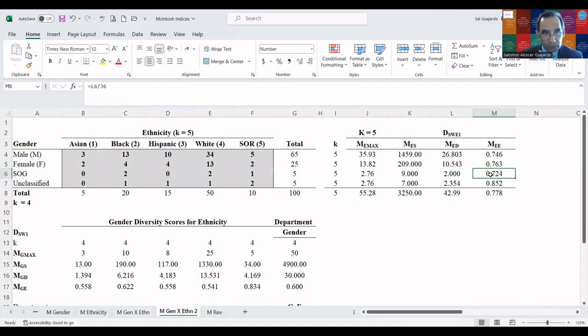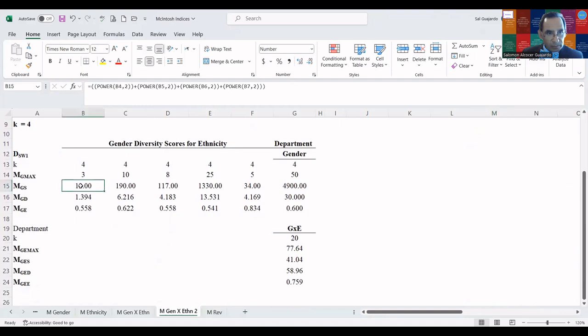Again, I do that for some other gender by ethnicity. The standardized diversity score for that is 0.724, indicating 72% of the maximum value was obtained. In this case, the maximum value is 2.76. I can do that for unclassified.